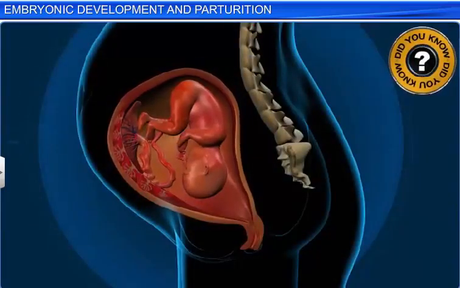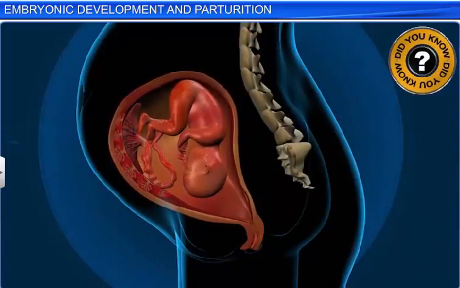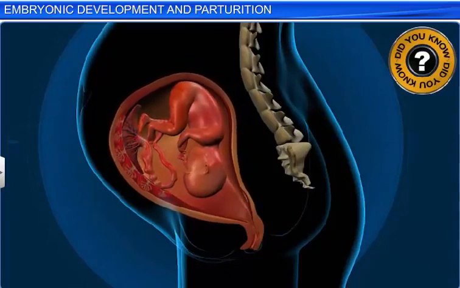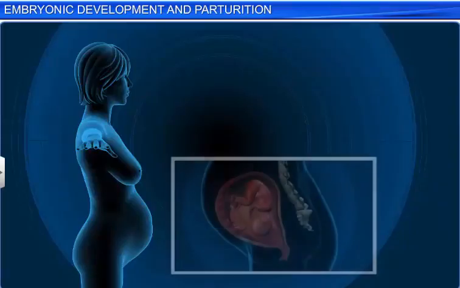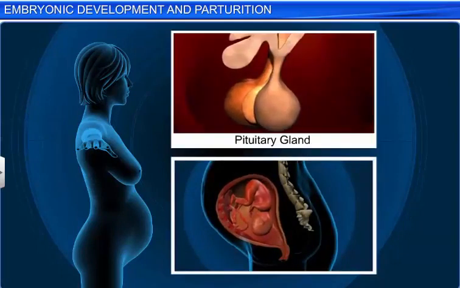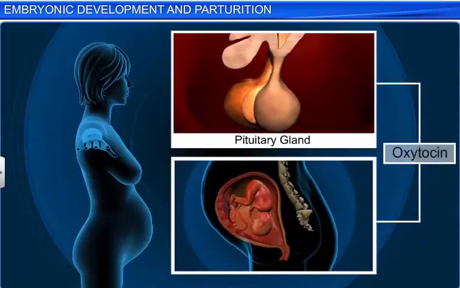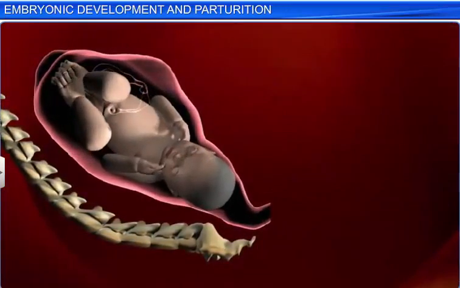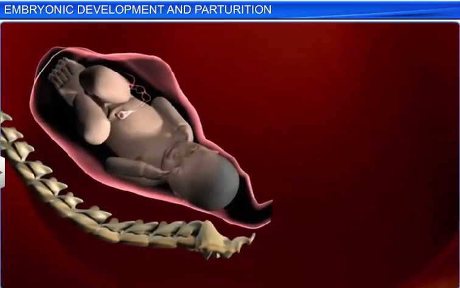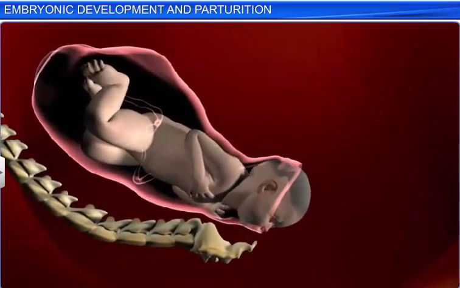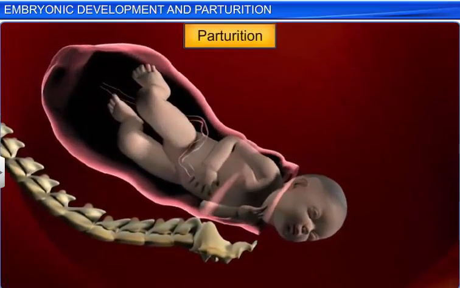Did you know that at the end of the gestation period, the fetus as well as the placenta starts secreting hormones that set in motion mild uterine contractions called the fetal ejection reflex? These contractions in turn act on the mother's pituitary gland that now starts secreting oxytocin, a hormone that causes stronger uterine contractions. The simultaneous uterine contractions and oxytocin release makes the contractions stronger with every passing minute and ultimately results in the expulsion of the baby from the mother's uterus. This process of delivery of the fetus is called parturition.